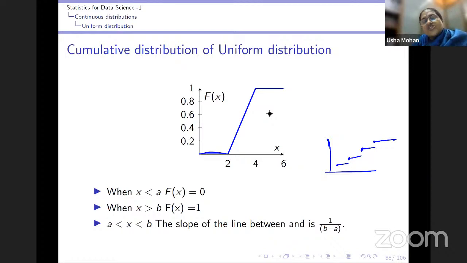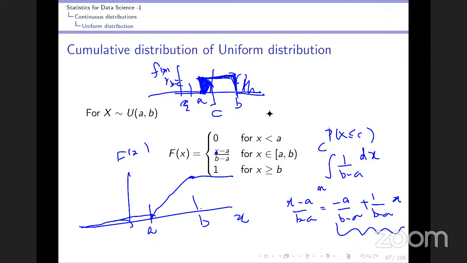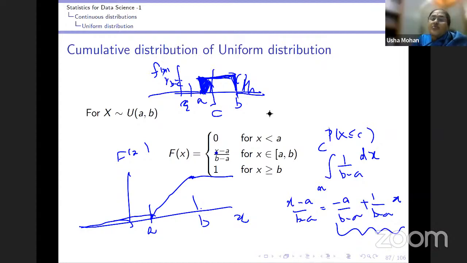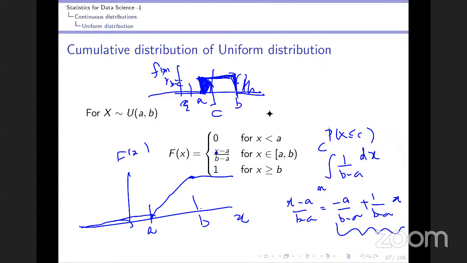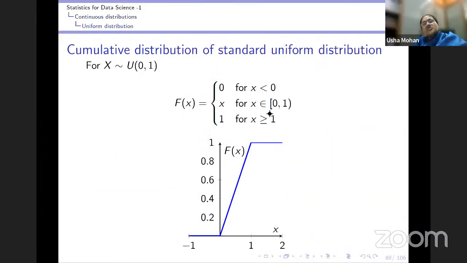Is that clear? What is the slope of the straight line? 1 by b minus a. Suppose a is equal to 0 and b equal to 1. What would be the slope of that line? 1. Is it clear? Okay, so you can see how the slope would change.